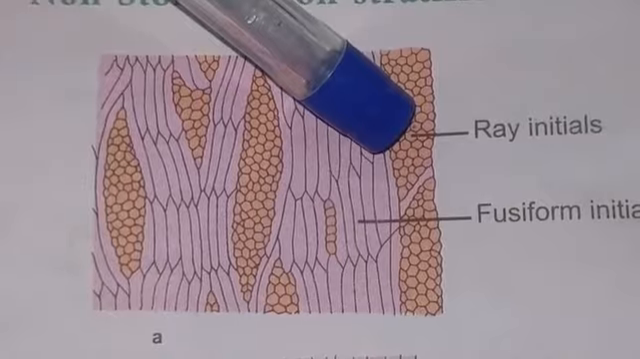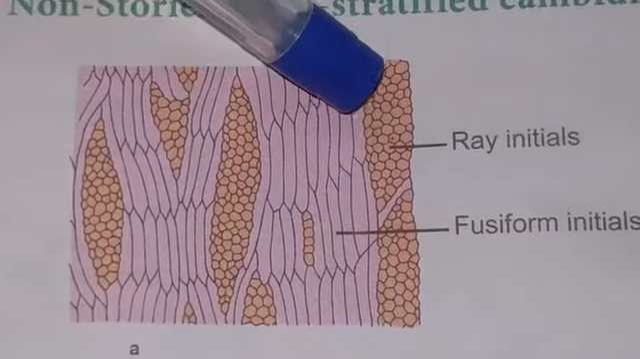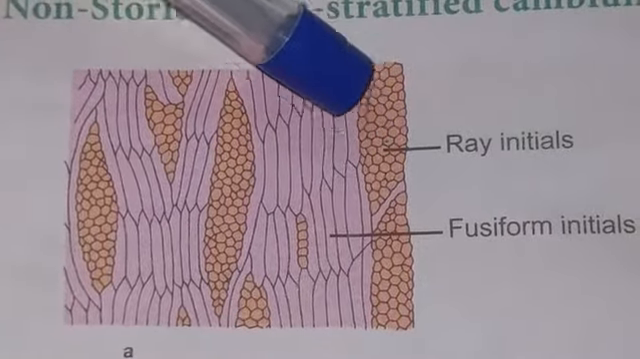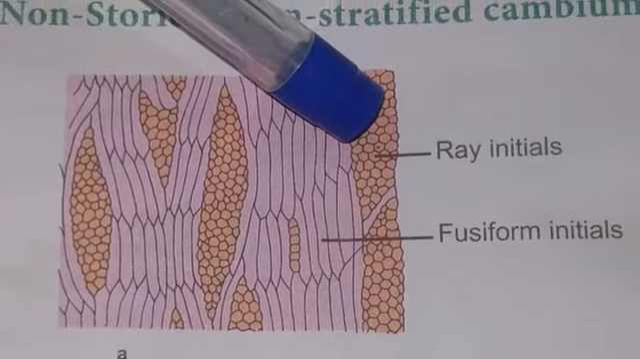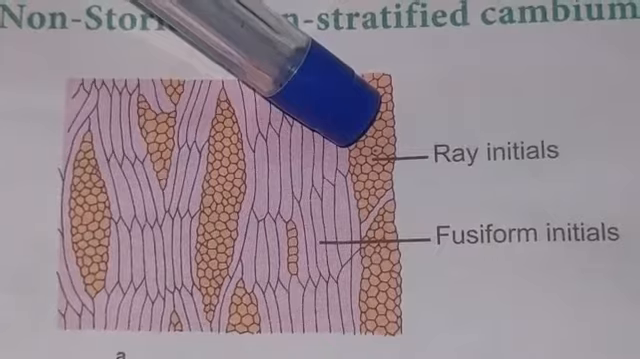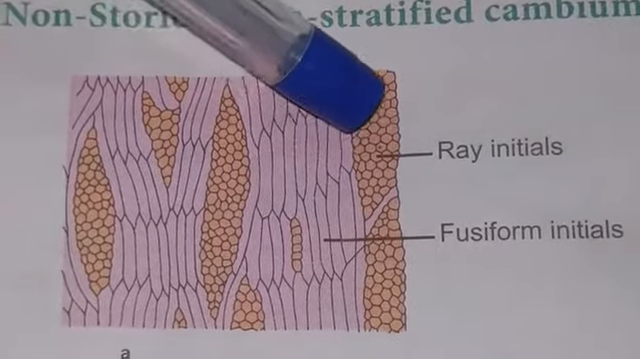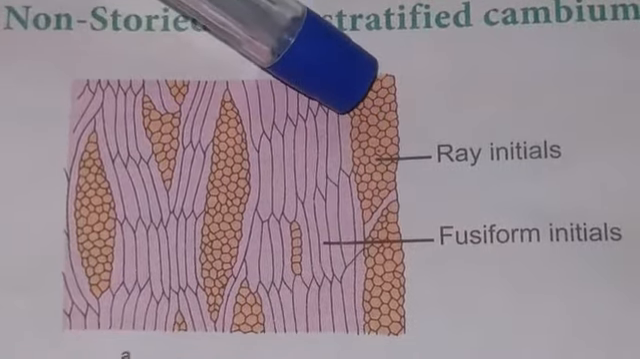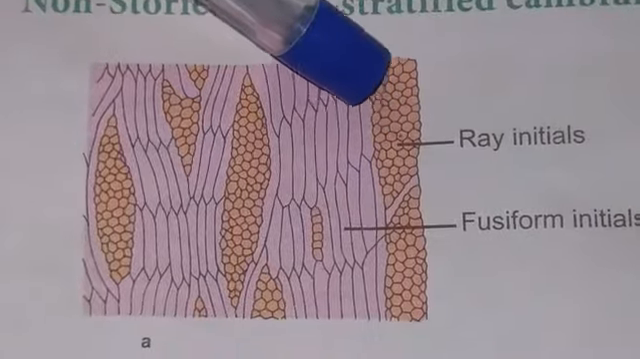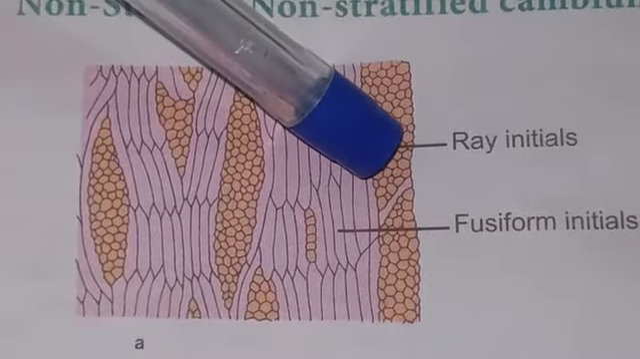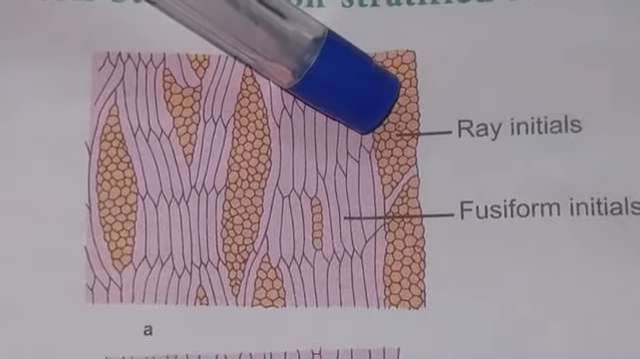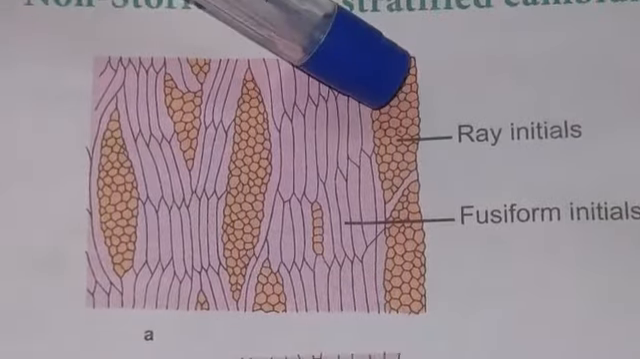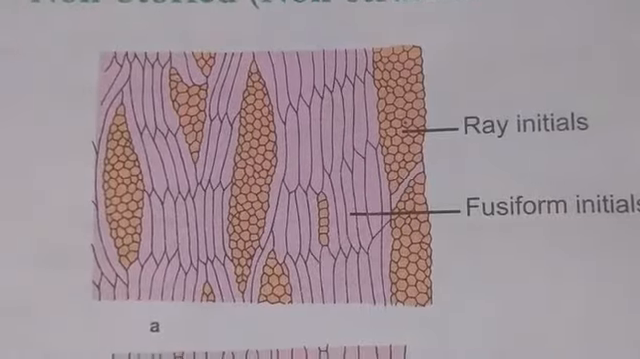The next is ray initials. The ray initials are horizontally elongated cells. They give rise to the ray cells and also the radial system of xylem and phloem.